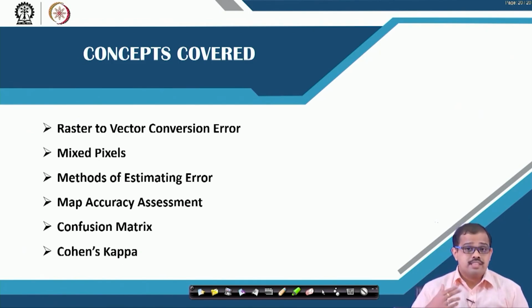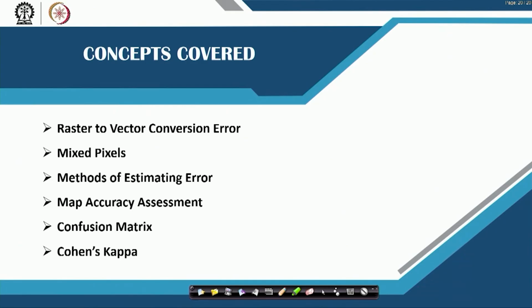Then methods of estimating error: what are the different kinds of error that may come from mixed pixels, where we will look at two very well known methods. Then we will look at map accuracy assessment. When I look at accuracy assessment, I am looking at the raster data model, wherein we would look at both the confusion matrix and finally end with the kappa. Kappa is one of the measurements of how we look at the classification system in a raster model. So these are the things that I would cover in today's lecture.